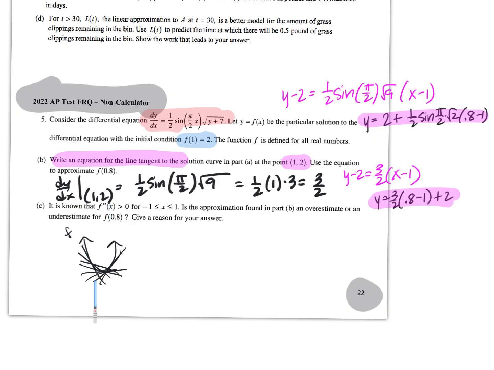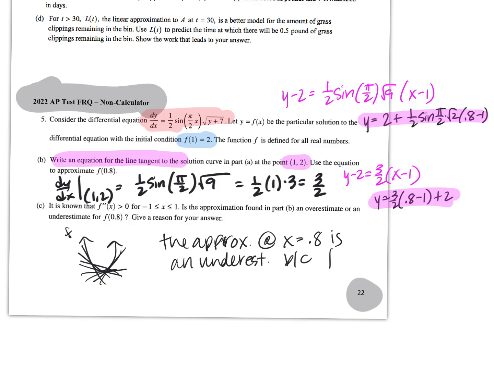So you're exactly right. Even though this is a terrible graph, these tangent lines are all going to be underneath that function. So all we'd have to say is: the approximation at x equals 0.8 is an underestimate because f double prime of x is greater than 0. That's the only explanation you need.